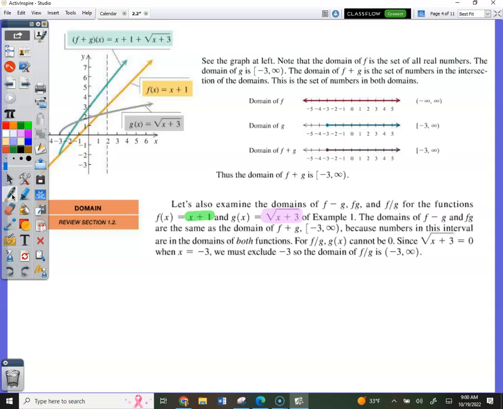If you recall from chapter R, we learned that to find the restriction, you take the radicand, you set it greater than or equal to 0 and solve, and that's your domain. So we're going to make note: g of x is restricted.